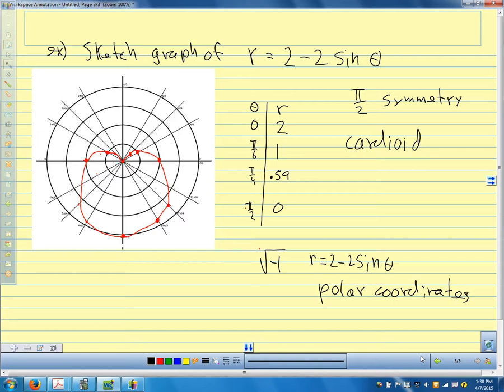All right, questions on what we did with that graph? Yeah, you're definitely going to have a lot of math savvy there.